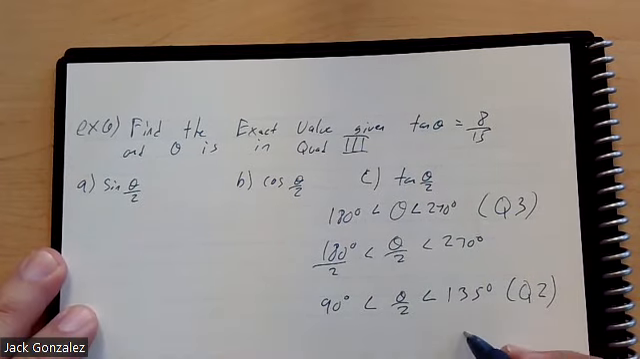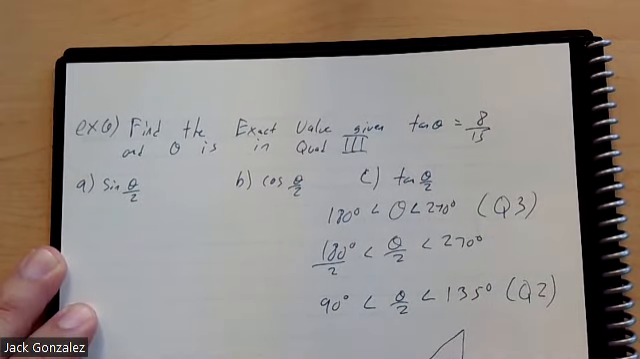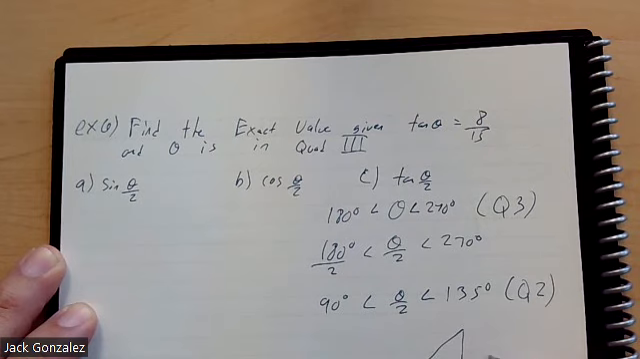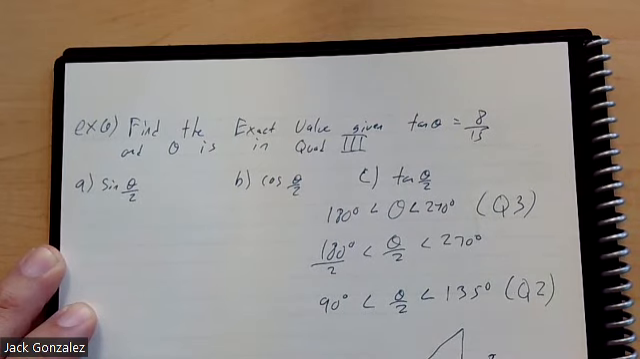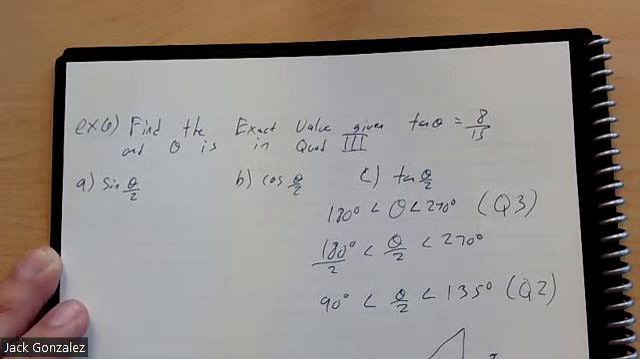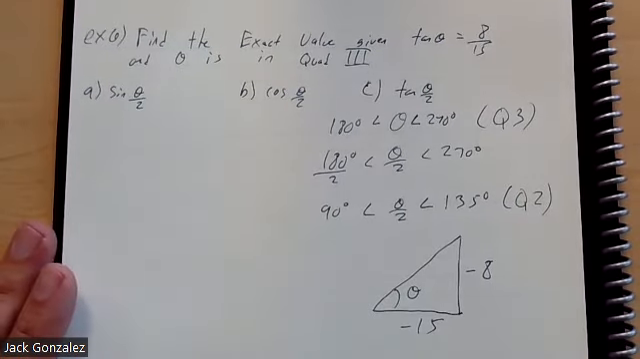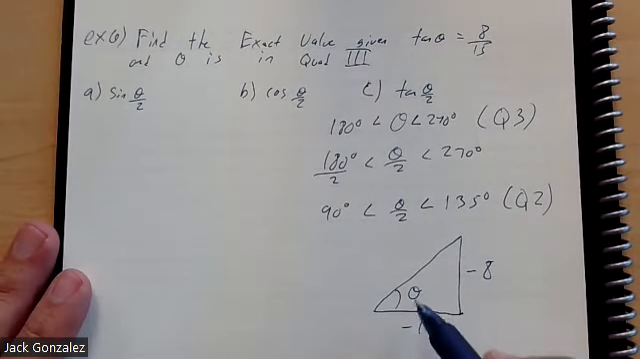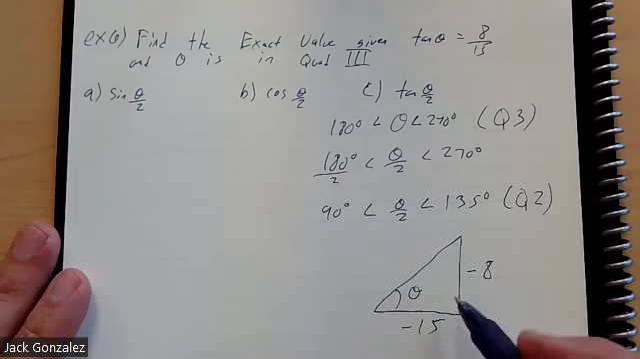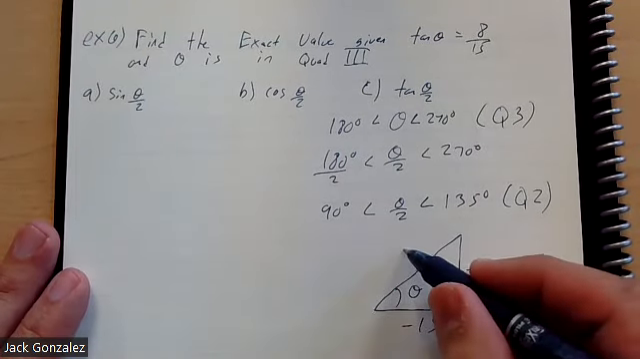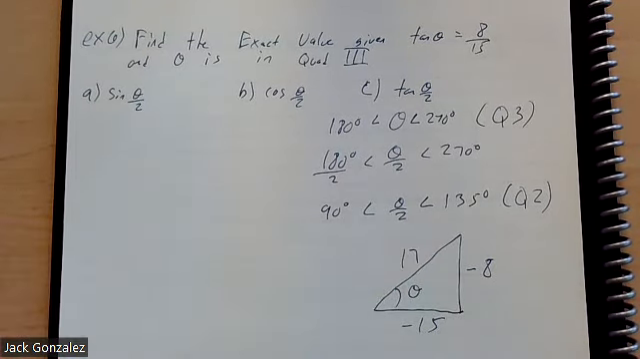They also gave us a tangent. So tangent is equal to -8 over -15, because x and y are negative in quadrant 3. So for theta, these are negative. Pythagorean is going to give you a 17 for the hypotenuse. Okay, so now answer the question, what is sine theta over 2?